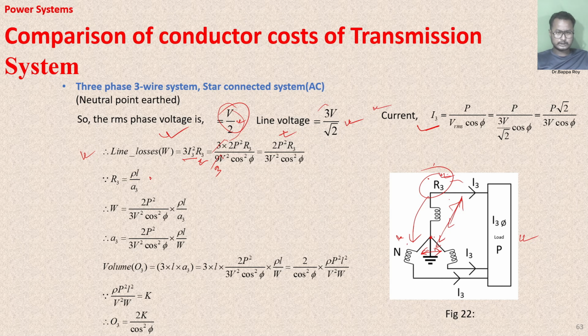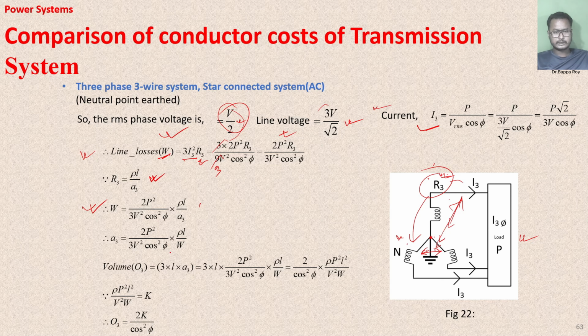So we know R3 is equal to rho L by A3. That same calculation, same formula. Now we are calculating W. Line loss is W. So we'll just put the R3 value in the place of R3, rho L by A3. And finally A3 will come equal to 2P square rho L by 3V square cos square phi into W.